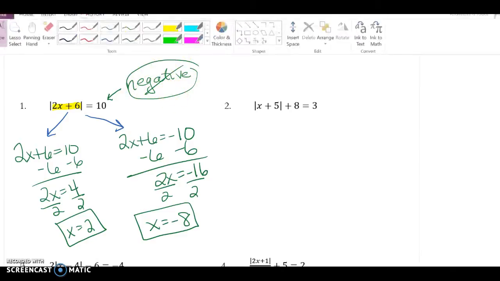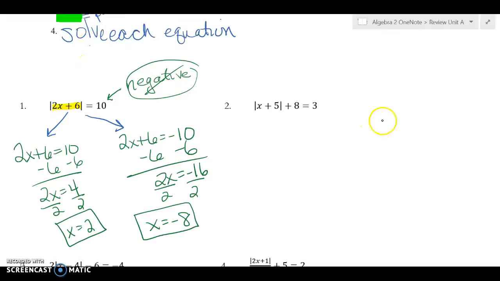All right, so let's look at number 2. For number 2, if you notice, I have something on the outside. I got to take care of that. Well, the way to get rid of a plus 8 is to minus 8. And so now I have the absolute value of x plus 5 equals negative 5.